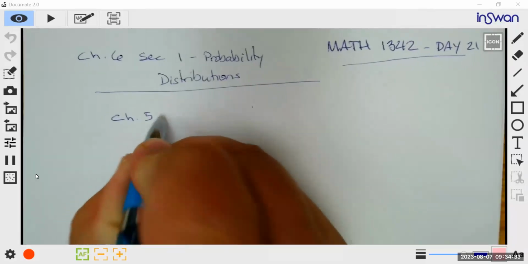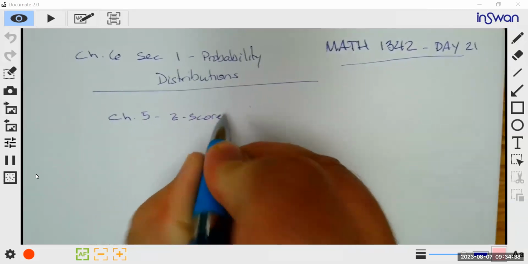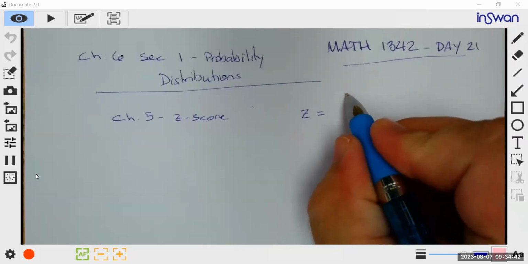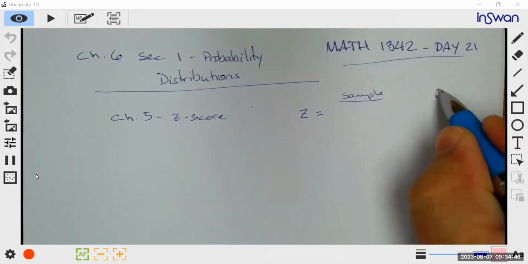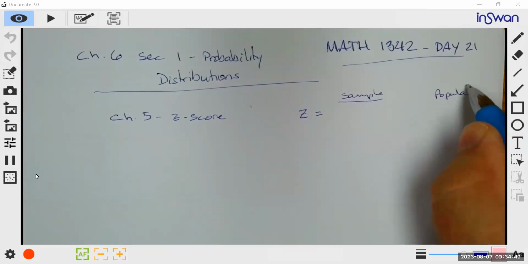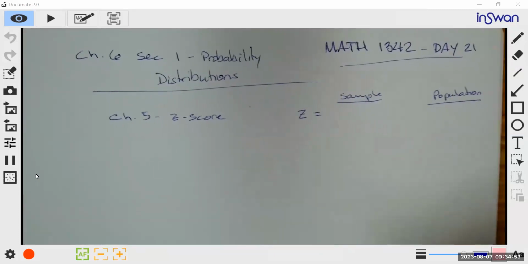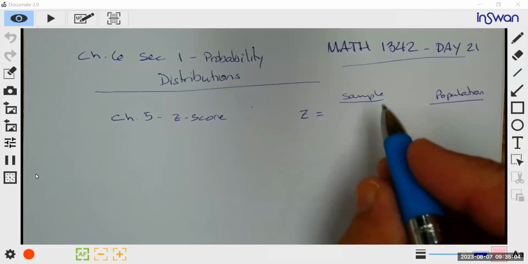In chapter 5, we introduced something called the z-score, for a sample and a population. Remember what's the difference between z-score samples and populations in the formulas? Well, yeah, population is much greater, but I'll show you.